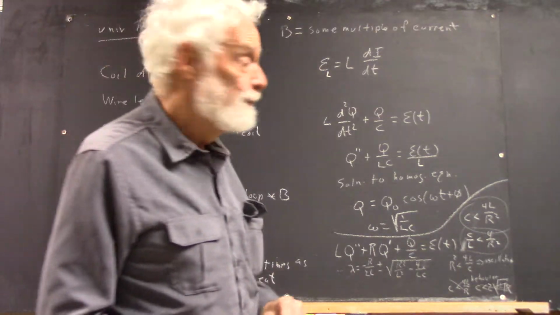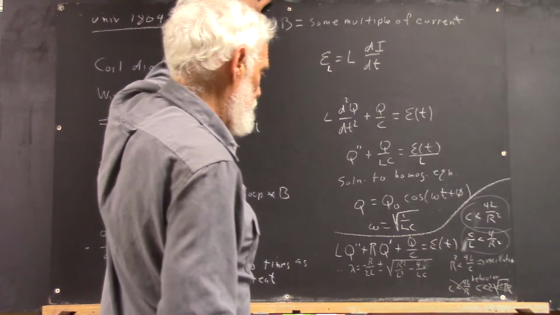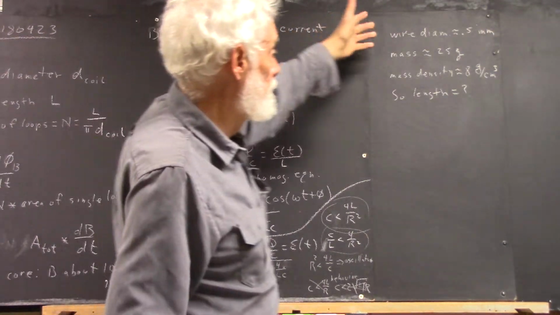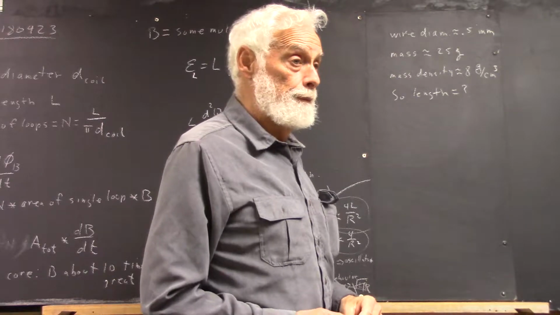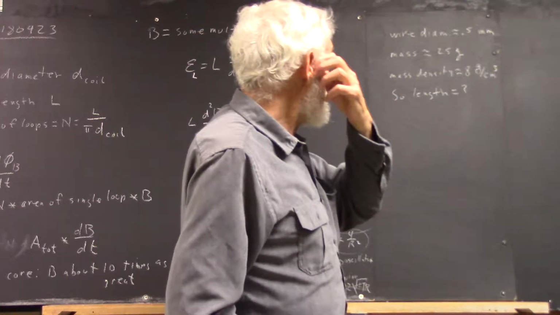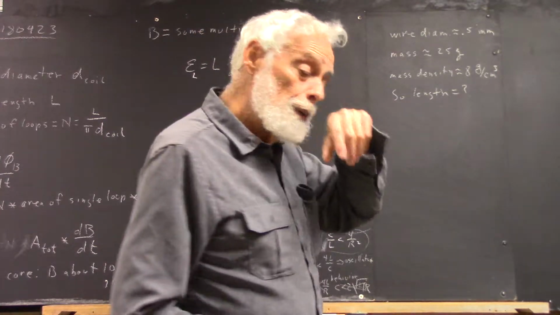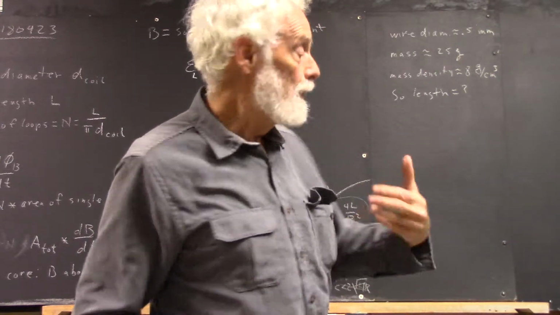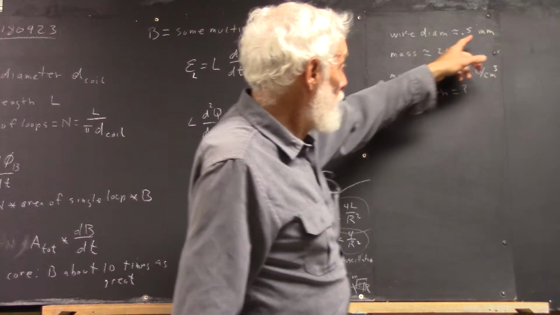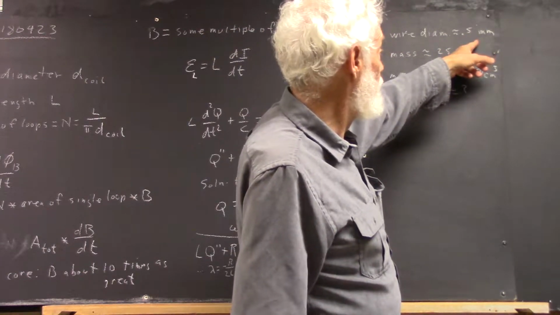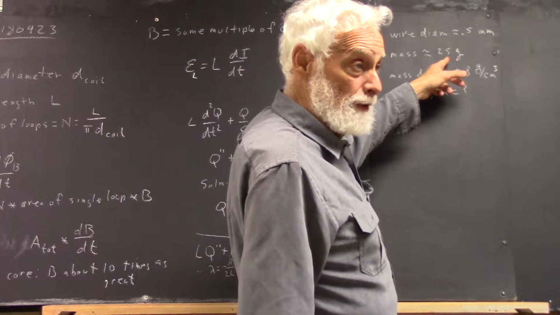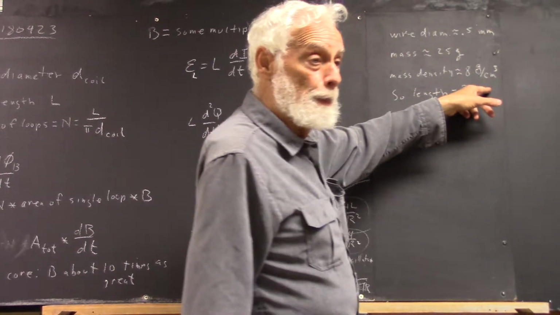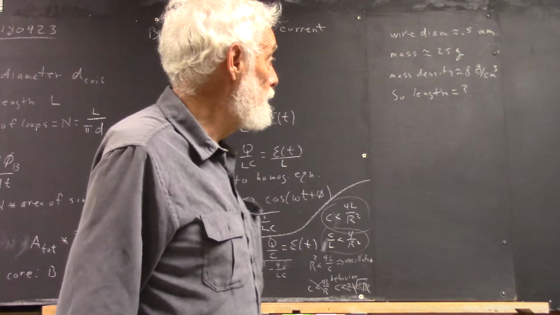In the meantime, we want to deal with this wire. We want to see what the resistance of this wire should be. Okay? So, in order to figure out the resistance of the wire, we need to know its resistivity, its cross-sectional area, and its length. What we know about the wire is the diameter is approximately 0.5 millimeters. The mass is pretty close to 25 grams, I think. Mass density, well, it's copper.